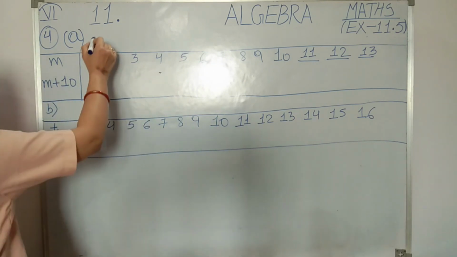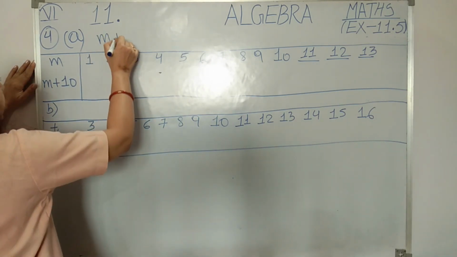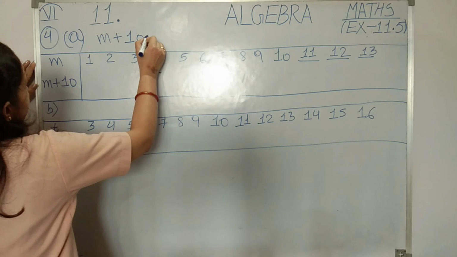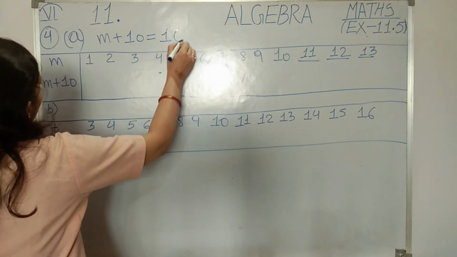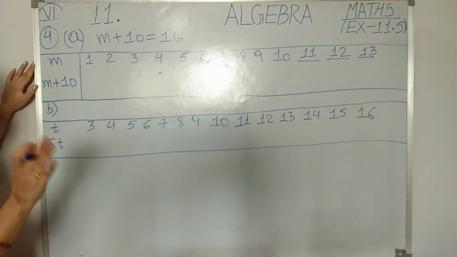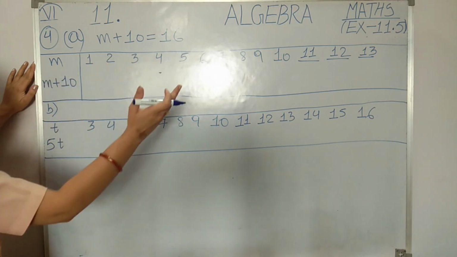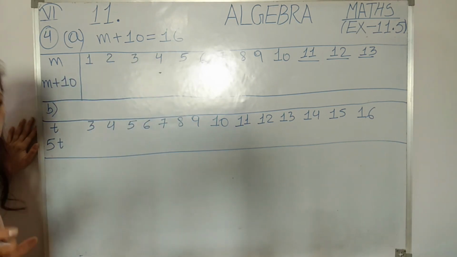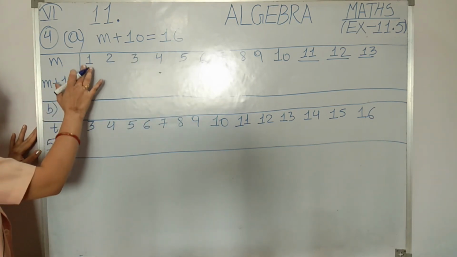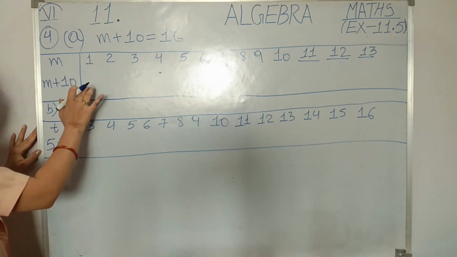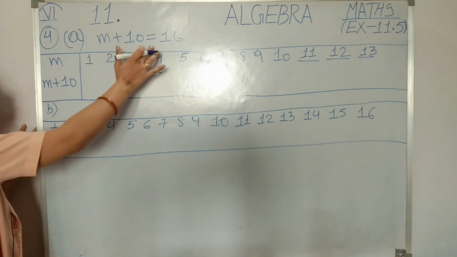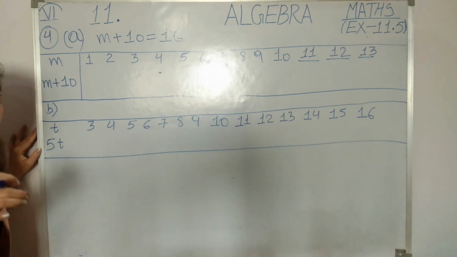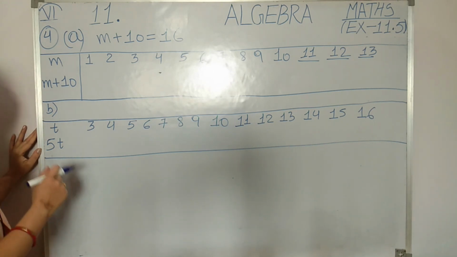So students, here our equation is m plus 10 equals 16. So we have to see m plus 10, two headings are given, m different values are given and m plus 10. What you have to do is take each value given for m and add it with 10 and see when you will get 16. At that time where you will get 16 means you got the solution to the equation. So let us start students.